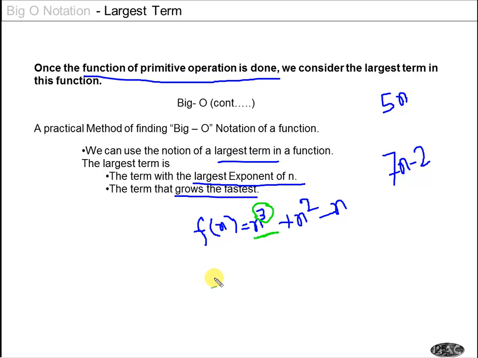Now, if I have another function, n square plus 100n, which one is growing fastest? Again, if you see, this one, n square, is growing fastest. This is the largest exponent of n and growing the fastest. So we have to find the largest term in a function.